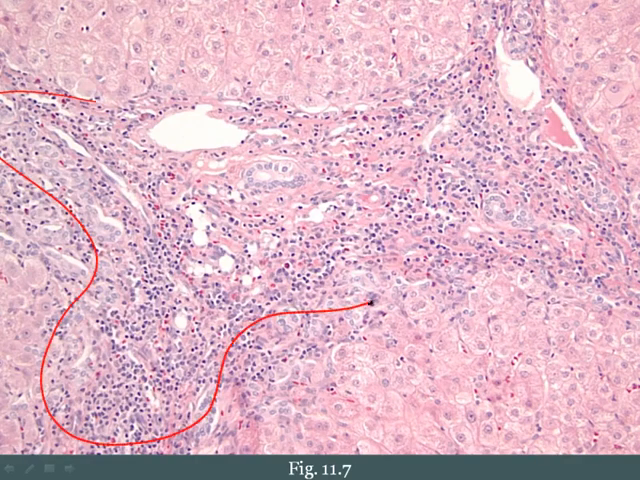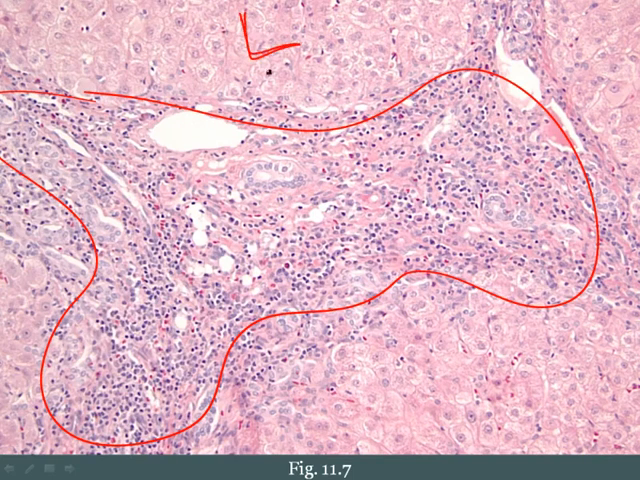And so here I'm outlining a portal tract, and you can see that within the lobule of the liver, here and here, we don't really see much inflammation. But clearly within the portal tract, you can see all these small blue dots representing inflammatory cells.